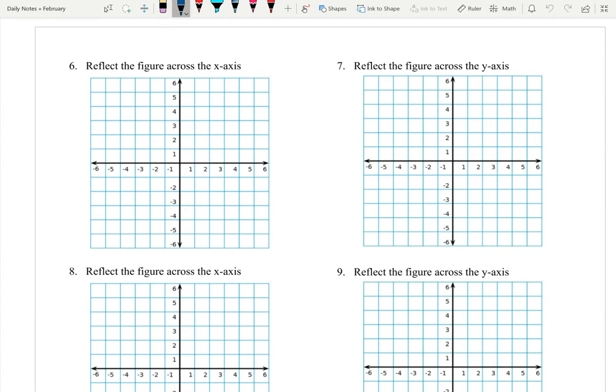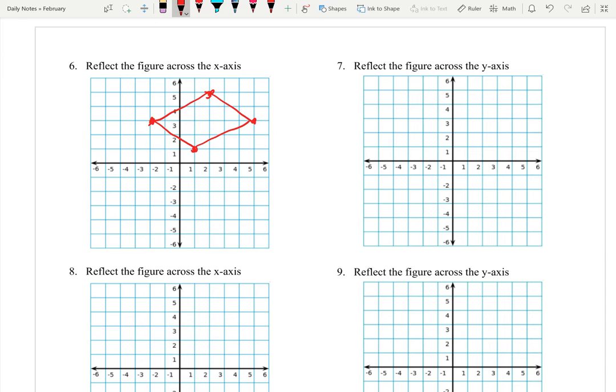We have a figure drawn on our graph. So let's see. We have P, which is at -2, 3. We have Q, which is at 2, 5. We have R, which is at 5, 3. And we have S, which is at 1, 1. So we have this like parallelogram shape. And we're reflecting it across the x-axis.